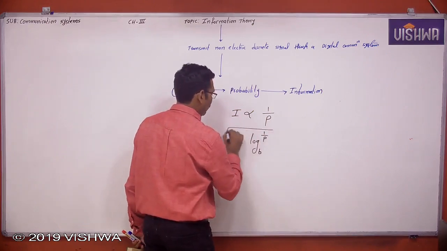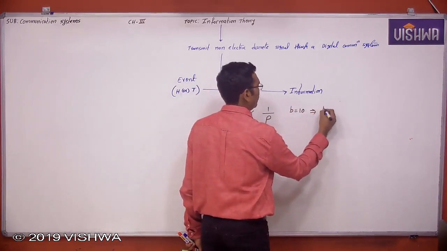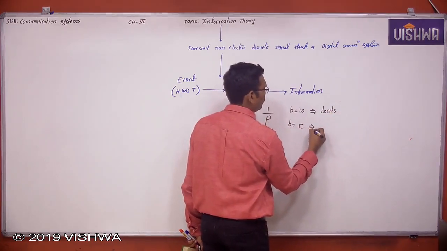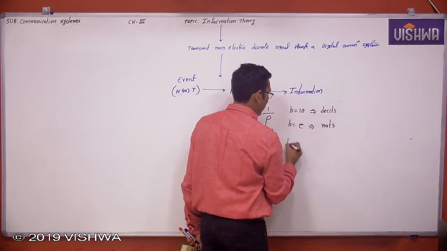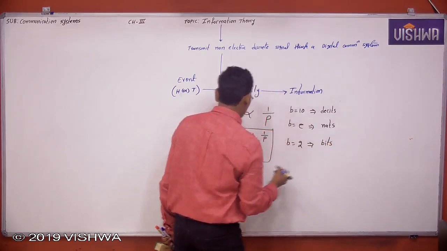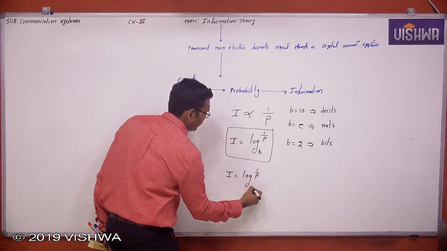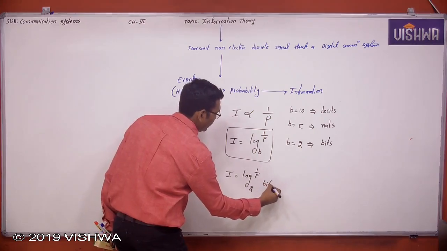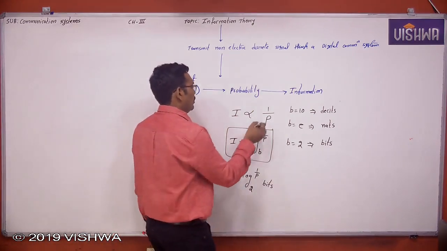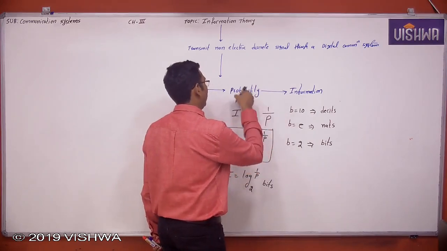Now if this base is 10, the information units are decades. If the base is e, the information units are nats. If the base is 2, binary 1 and 0, the information units are bits. So we take information as log 1 by p, base 2, and the units are bits, binary 1 or binary 0. Clear now? If the probability of error is less, information is more. If the probability of error is more, information will be less, lost.